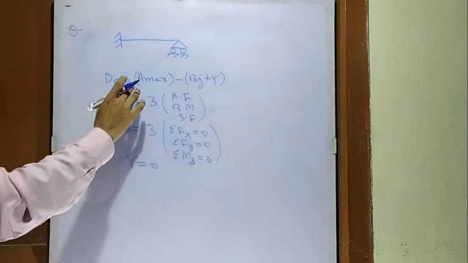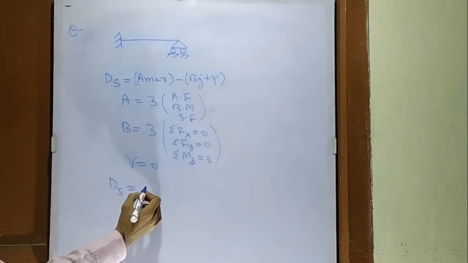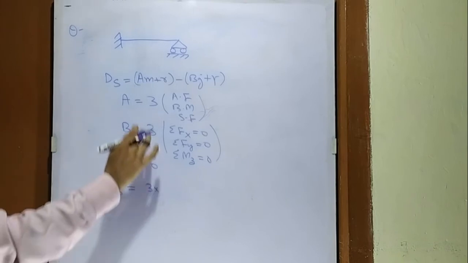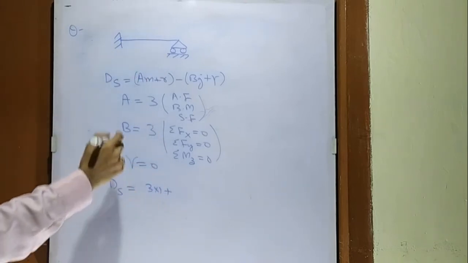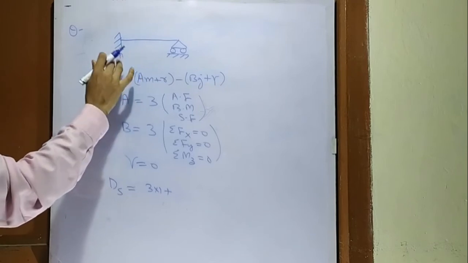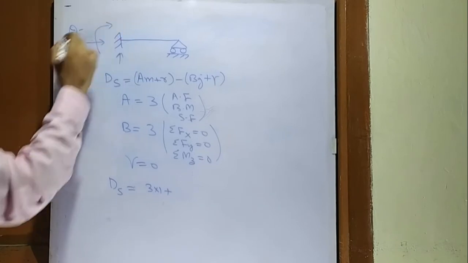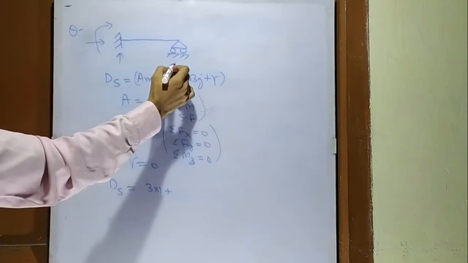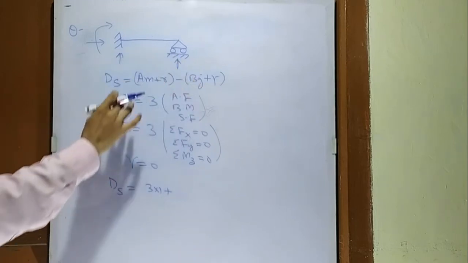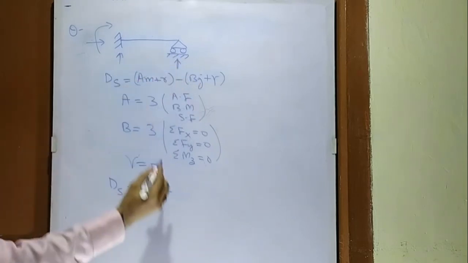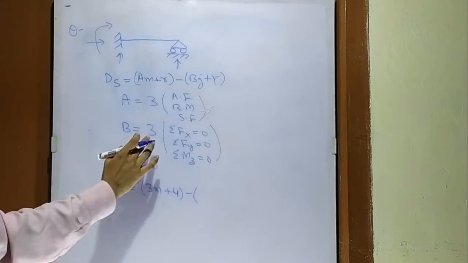Now we can put the values in this formula. So DS = a is 3, and the number of members is 1, only one member is here, and the number of reactions. So how many reactions are available at this joint? This is a fixed joint, so there will be a vertical reaction, a horizontal reaction, and a moment. And this is a roller support, and there will be only one vertical reaction. Okay, so how many reactions are there? 3 plus 1, which comes out to be 4, and minus b is 3.